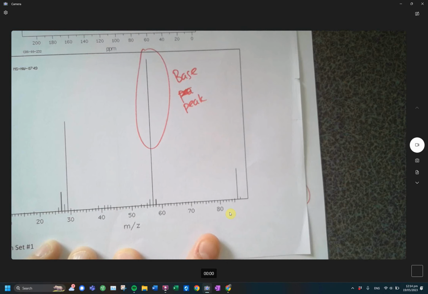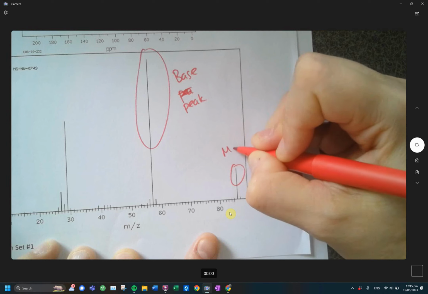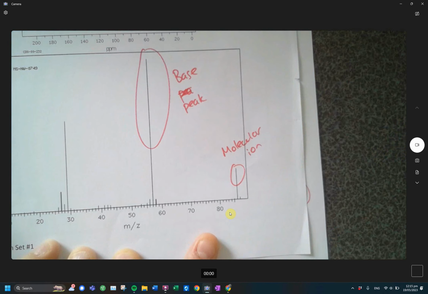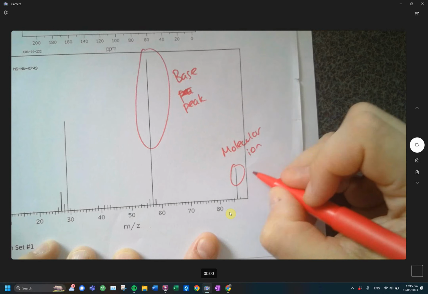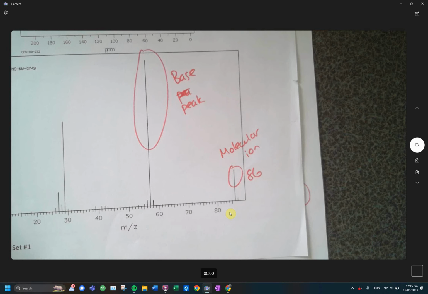Then I'm looking for the molecular ion. That's the one most to the right. In this case, it is very large and obvious, so I haven't labeled it for you. I circle that, and that's my molecular ion. Furthest to the right, so that tells me the biggest mass. This one is at 86, if you're wondering. That little tiny one is background noise. So you have to be kind of careful, and that's why you have to use the other bits of data to help back you up as well.